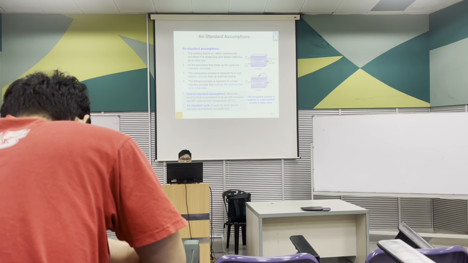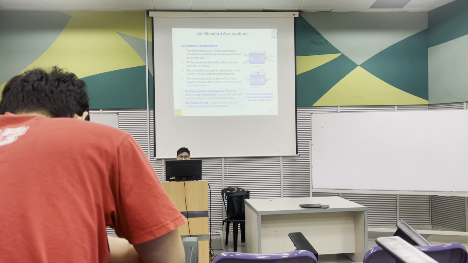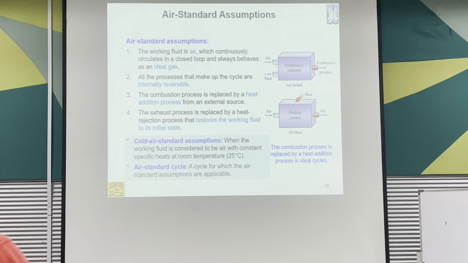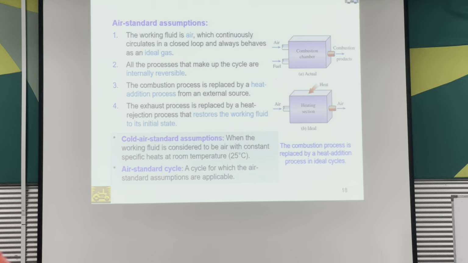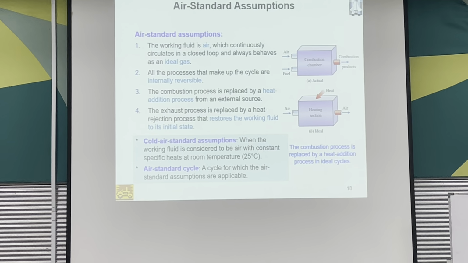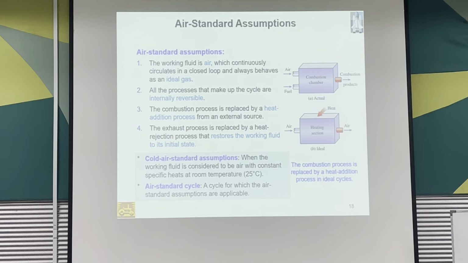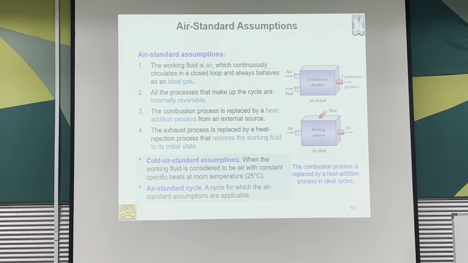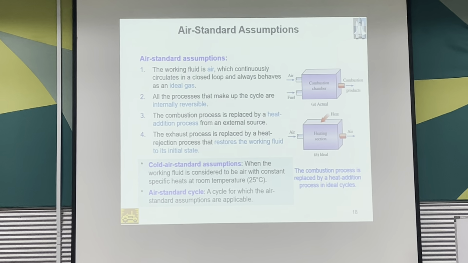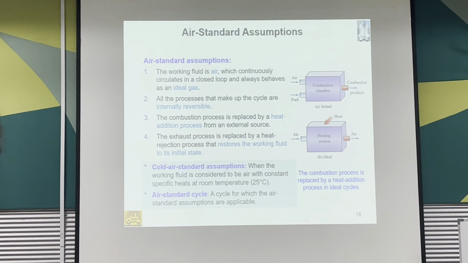The cycle itself is air, which continuously circulates in a closed loop and always behaves as an ideal gas. This one is actually very important. Why is that the case? If you think about it, so far, all our properties, your internal energy change, all the enthalpy change, they are all based on one single substance only. We talk about water, we talk about R134A, we talk about air. We only talk about one substance.